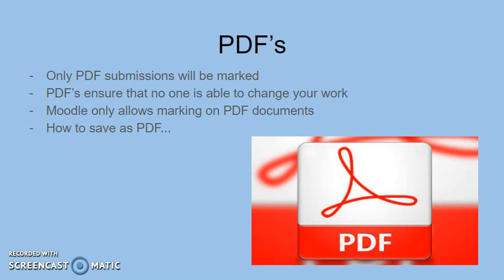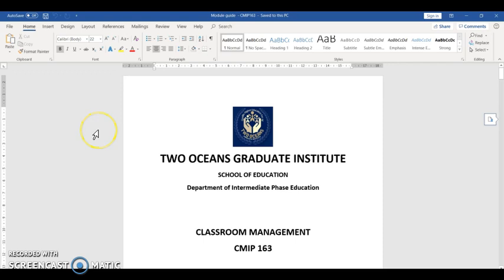So I'm going to show you now how to save as PDF. I don't expect that all of you do not know, all of you do know, but I just thought for those of you that need a refresher or those of you who have not done it before, this will help you to get an idea of exactly how to go about saving a PDF. I'm using this module guide as an example.